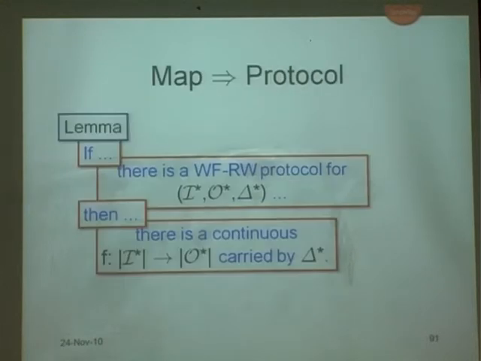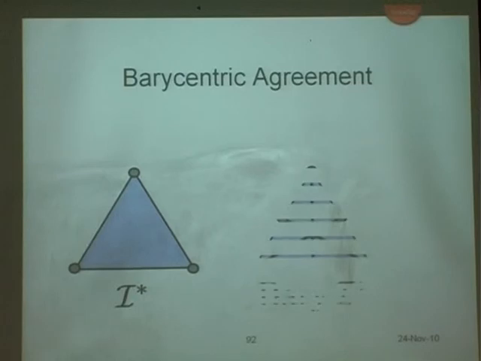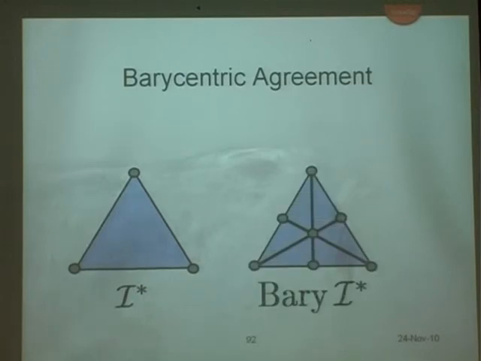So going the other way, we just flip the two things. Say, if there's a continuous map, then we want a protocol. And this is just going to be an application of the simplicial approximation theorem. So we're going to use this kind of subroutine where, let's say, everybody starts out with a colorless input complex. I've only drawn one triangle here because I'm lazy, but think of it as a whole complex. And look at its barycentric subdivision, where we divide each face in the middle and then it looks like that.